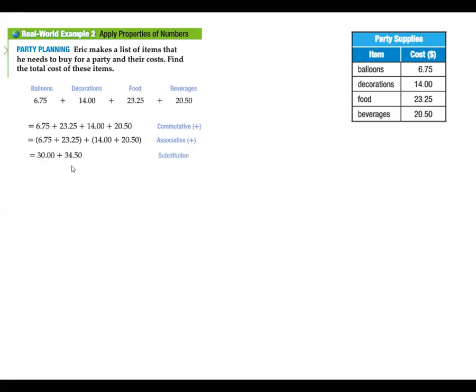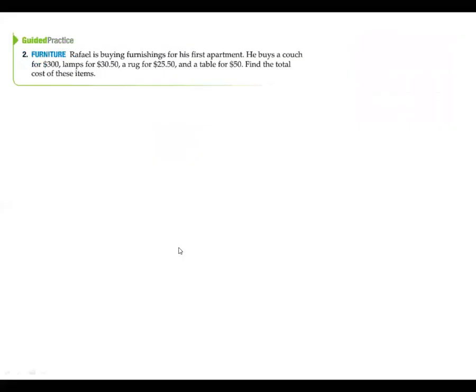See, I've added intelligently, or smart addition, there so that I get 2 answers that are pretty easy to now add together and get $64.50. Okay, so I used the commutative property to rearrange them, then the associative property to group them. Then substitution is just their answers. All right, so the total cost is $64.50.